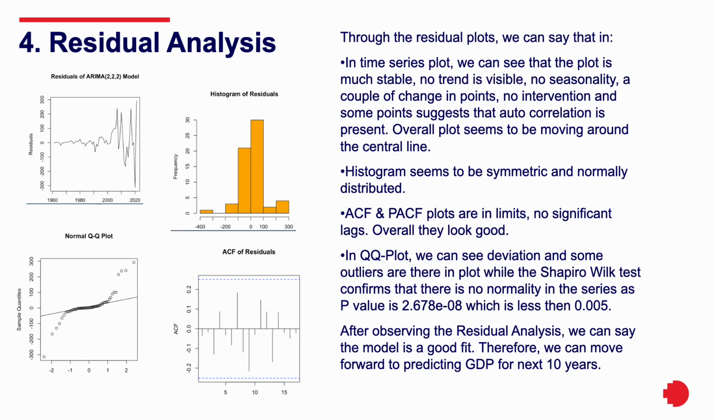The histogram seems to be symmetrical and normally distributed. ACF and PACF plots are within limits. In the QQ plot, we can see deviation and some outliers. The Shapiro-Wilk test also confirms that the p-value is much smaller than 0.05. After observing the residual analysis, we can say the model is a good fit. Therefore, we can move forward to predicting GDP for the next 10 years.